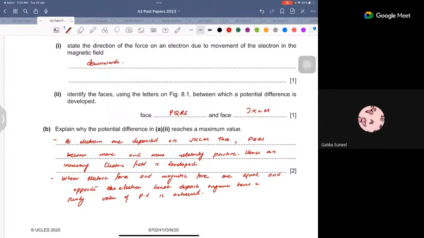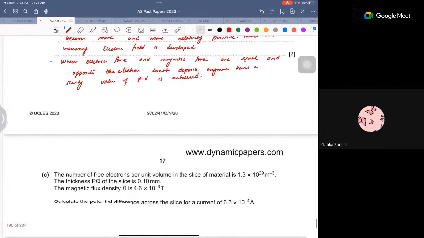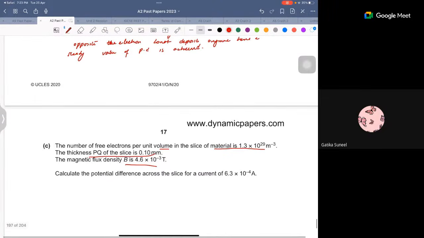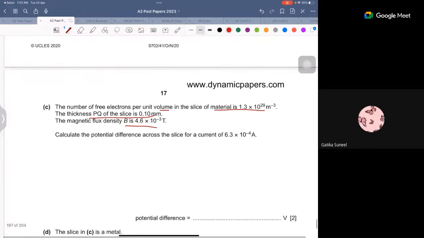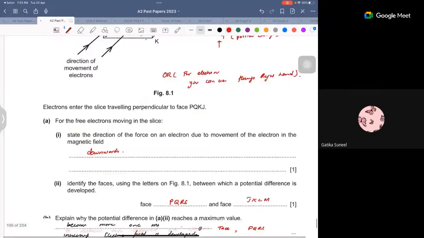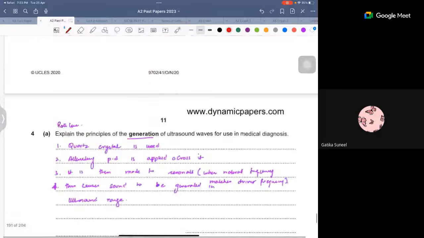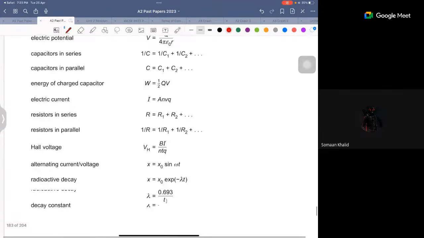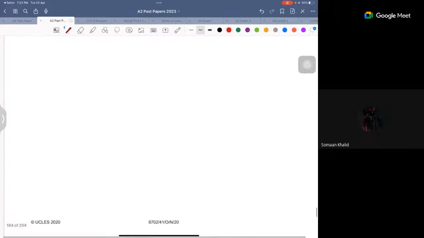Okay. So, going down then. The number of free electrons per unit volume in the slice material is this, and the thickness of this is this. So calculate the potential difference across the slice for a current of this. Now you need to remember that in a Hall probe, the equation for Hall voltage is BI over NTQ. I'm not sure if this is given. Let me see. It is given? Okay, you're in luck then. You don't have to remember this, but you should know that this is going to be used.